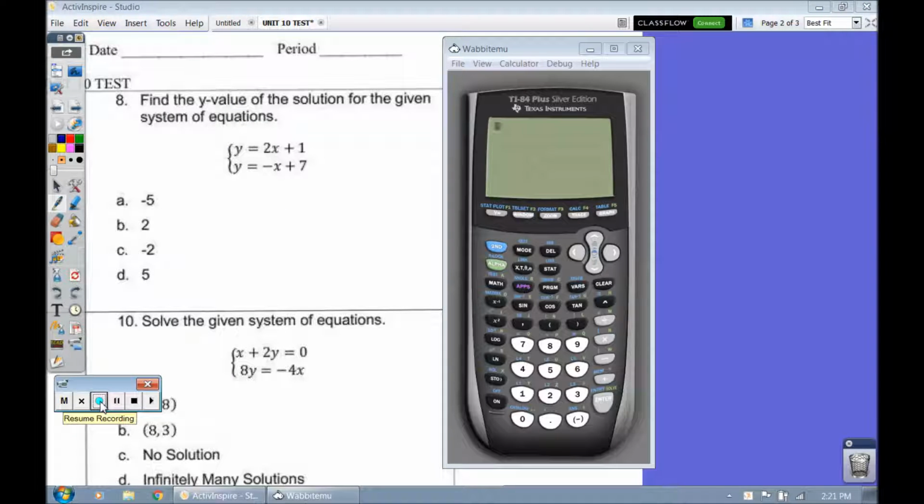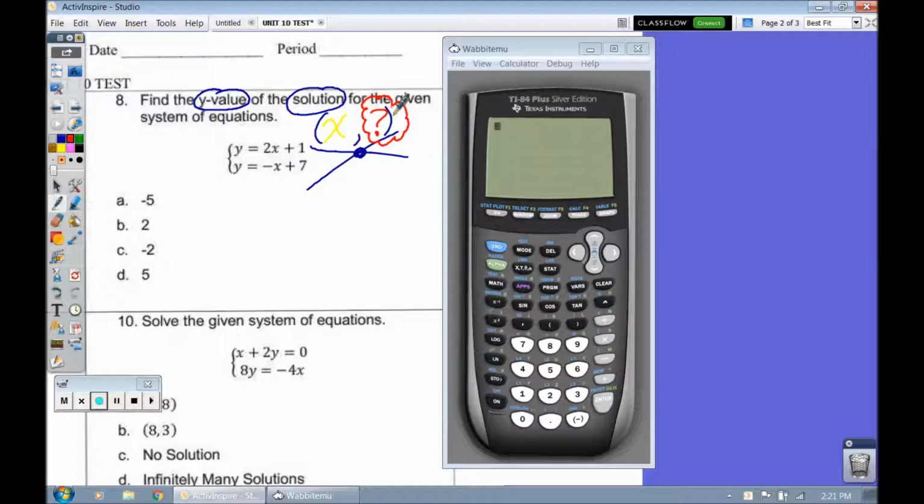Number 8, just like number 7, except this time they want to know what is the y value of the solution. Well, we know that the solution is where the two lines cross. And where the two lines cross, it makes a coordinate. And to make a coordinate, you have an x value and you have a y value. This time they're asking what is the y value to the answer.